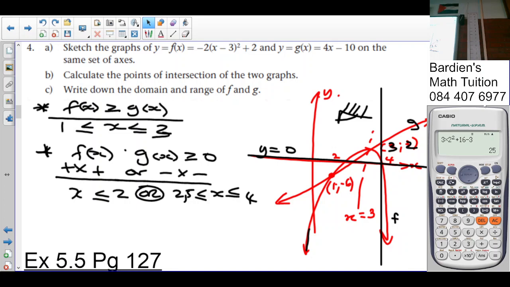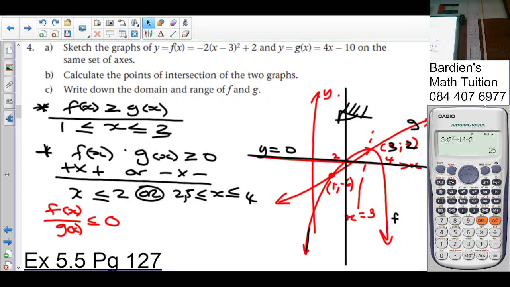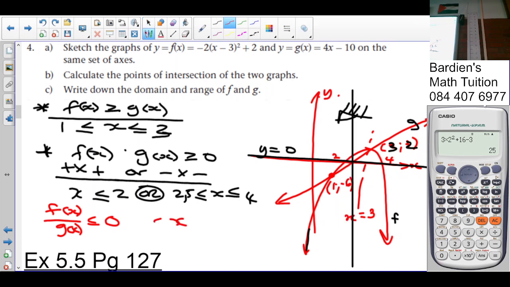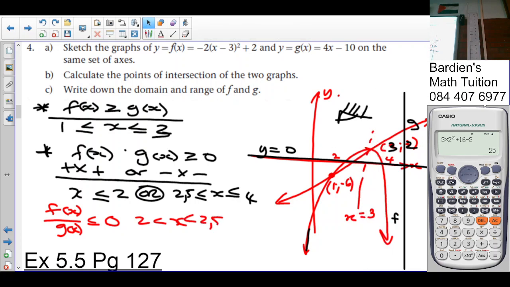Okay, and then the next one again is where f of x divided by g of x is less than or equal to 0. So one must be positive and one must be negative. So we already established on the side of 2, it's not going to be the case. However, it's from 2 till 2.5. It's very small. So x is greater than 2 but less than 2.5. Where else is that the case? From 4 onwards. Or x is greater than 4. Now, the denominator can't be 0. And what is the denominator? The straight line graph. The straight line graph is 0 at 2.5.